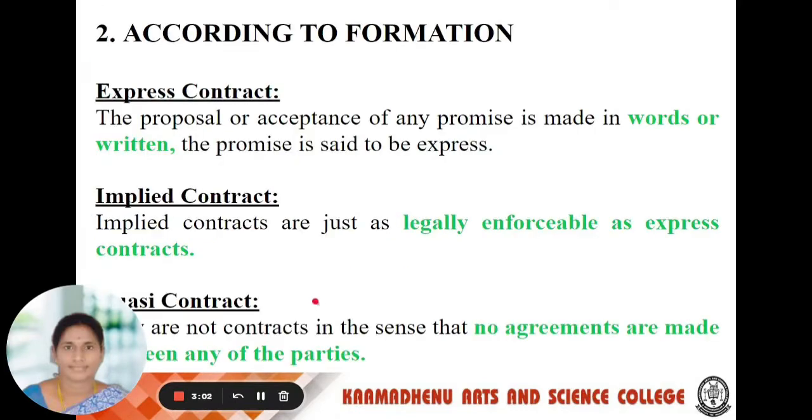The next one, classification according to formation. There are three types. First one, express contract. Then next one, implied contract. Then last one, quasi contract.